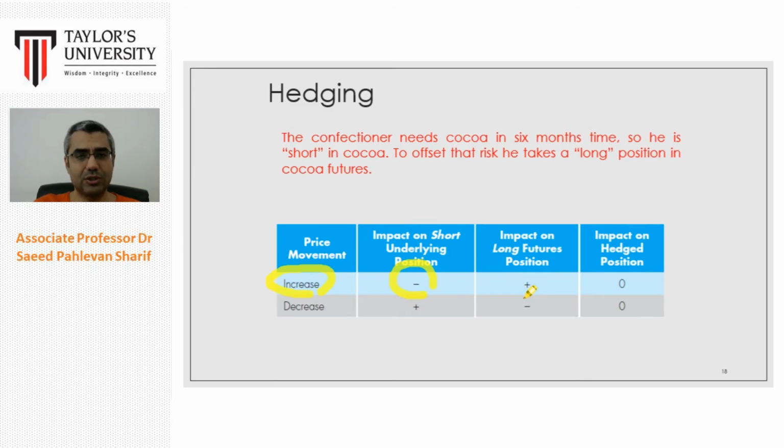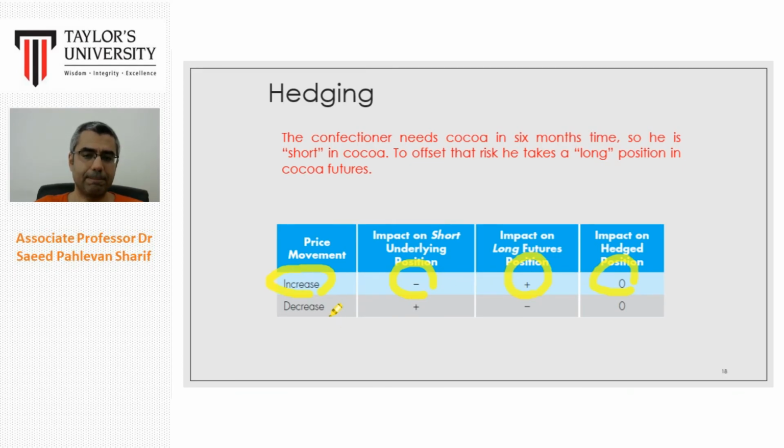Because this futures contract obligates the confectioner to buy cocoa at 100 ringgit per ton. So it's a good contract because now in the market we assume that the cocoa price is 200 ringgit, but still the confectioner can buy it at 100 ringgit per ton. So the value of such a contract will increase, right? It's more valuable. So now these two will cancel out each other and the confectioner won't be affected.